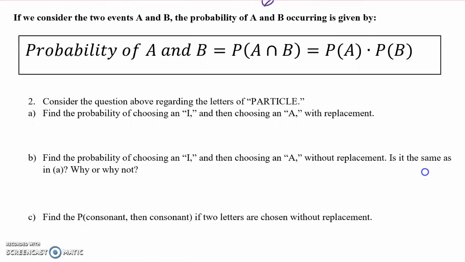If we consider the two events A and B, the probability of A and B occurring is given by this computation: the probability of A times the probability of B, provided events A and B are independent, and we will talk about that in just a minute.